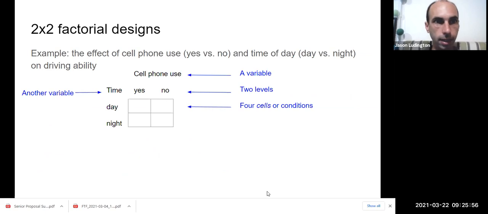Next slide, the 2 by 2 factorial designs. This is when you have two independent variables and each of them has two levels. So the two independent variables could be cell phone use, whether you use a cell phone while you're driving, and the time of day, whether it's daytime or nighttime. And the dependent variable is driving ability. Let's say it's driving violations measured in a driving test.